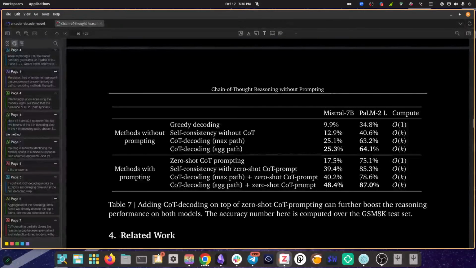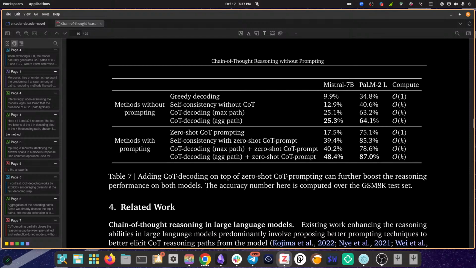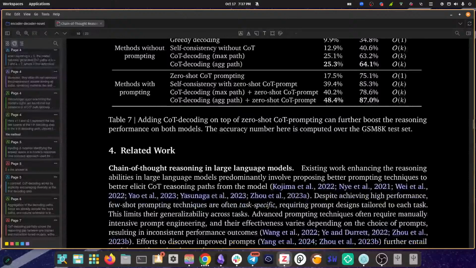Combining. Okay, so agg path and then max path. So we're not doing any extra processing to this collection of deltas. We're just picking the highest one, and this one is where we're attempting to smooth out the weird little logit outliers, presumably. And then we have with prompting, so 0-shot COT, self-consistency with 0-shot COT, which is the biggest jump. COT decoding max with 0-shot COT, COT decoding agg with 0-shot COT. So what about 10-shot COT with COT decoding agg path and the entropy varentropy sampler? How good could we do? That's what I'm curious about.